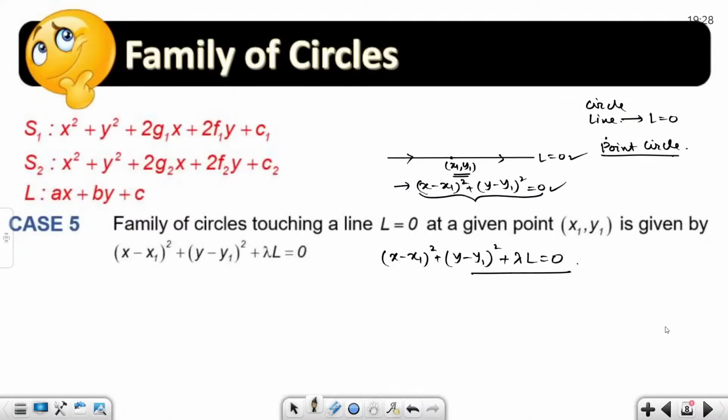And then in case 5, they have said the line is given and a point is given. So you have to find out all such circles which are passing through this point x1, y1 and the line L is tangent to this circle at this point. So again, we have formed the equation of a circle. In this case, the circle is a point circle and the line we know. So we have simply done the same thing, S plus lambda L equals to 0. That's it. The line L is given to us in this case. Okay, so now let's move to problems based on family of circles.